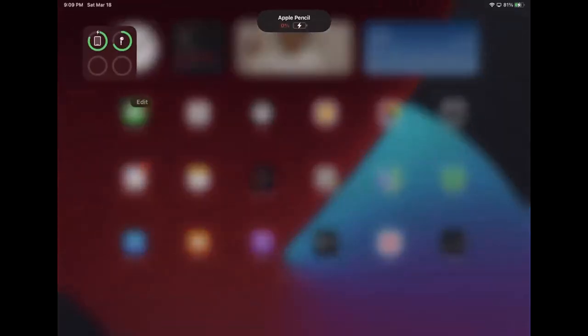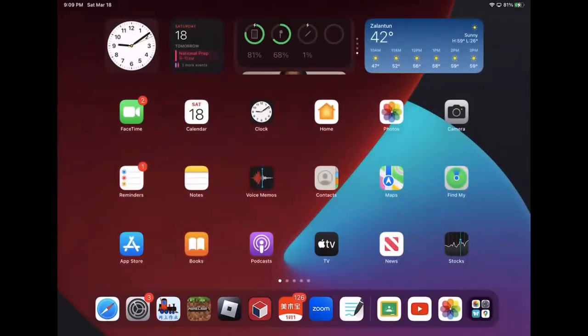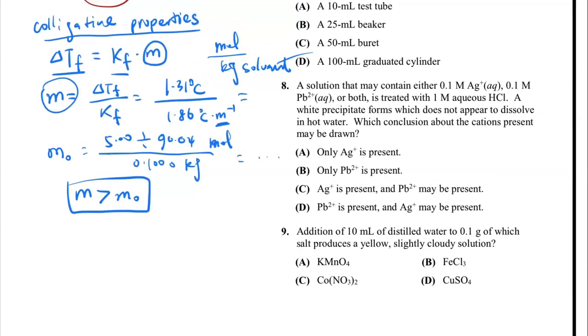Let me have a look. How many percent? Oh, it's 0% now. So I'm going to charge it for a while. Let's use my hands.